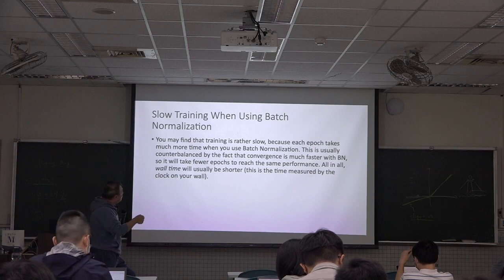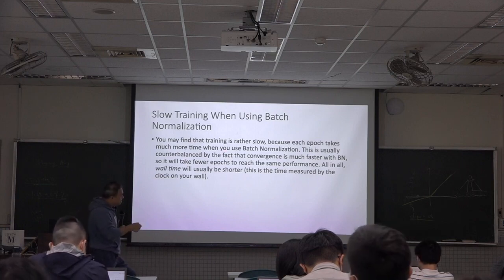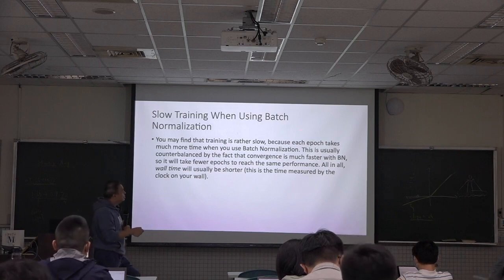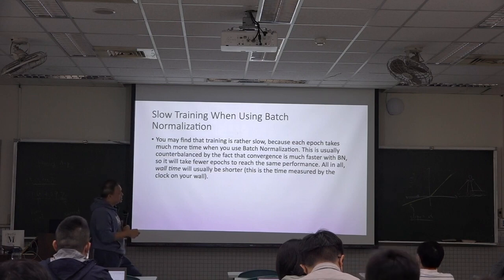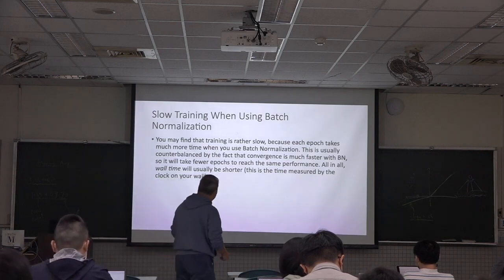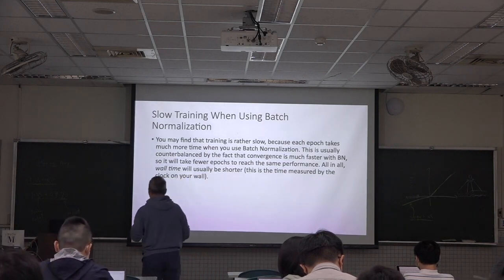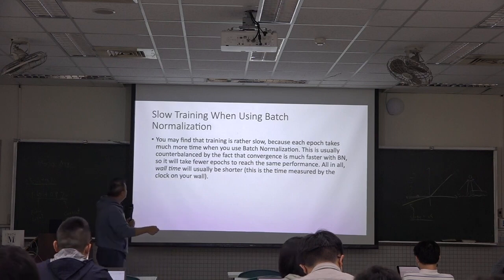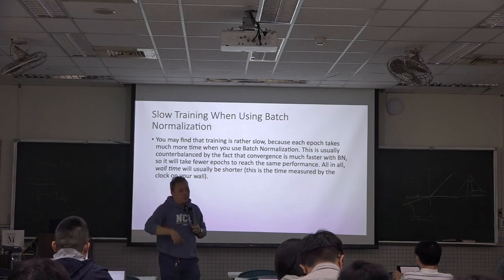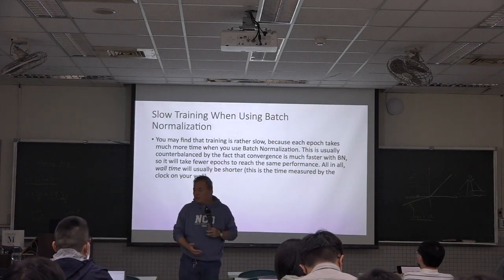Also, if you incorporate BN, you will find the training is slow, because each epoch takes much more time when you use batch normalization, because the additional operations cost more time to process. But this is usually counterbalanced by the fact that convergence is much faster with BN. Remember, the number of iterations is reduced by more than 10 times, right?